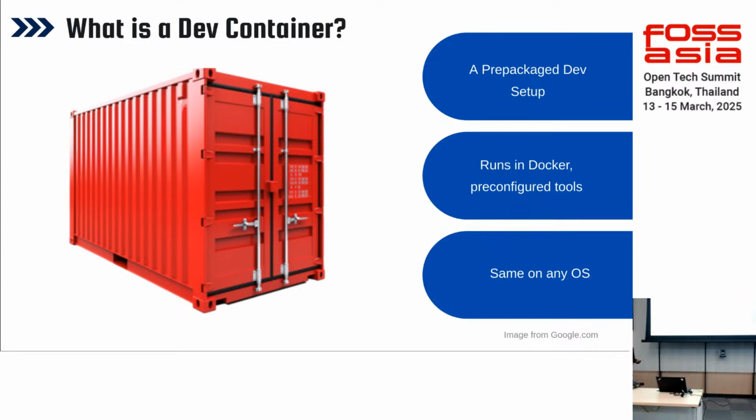So what is a dev container? It is a prepackaged developer setup. It runs with Docker with pre-configured tools. You will have your operating system, whichever operating system you want to start with, and whatever tools you need. If you have Python, you would install all the pip dependencies, and if you run Ubuntu and you want to install operating system dependencies, you can do that with your Dockerfile. And it will be the same on any OS. You can bring up the container and get started right away. You don't have to worry about installing dependencies.